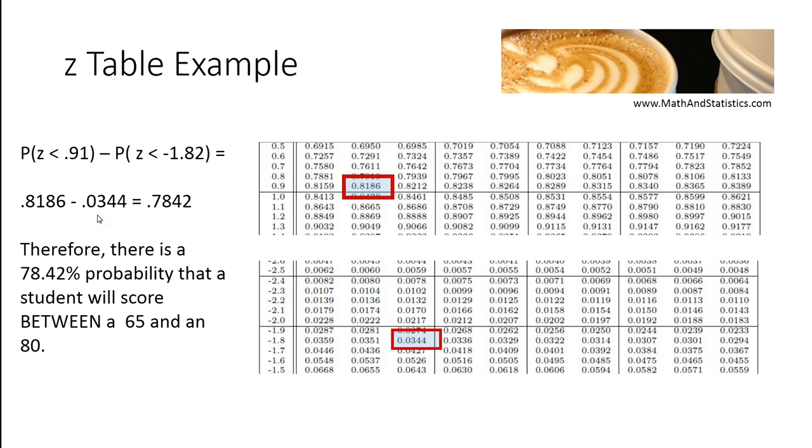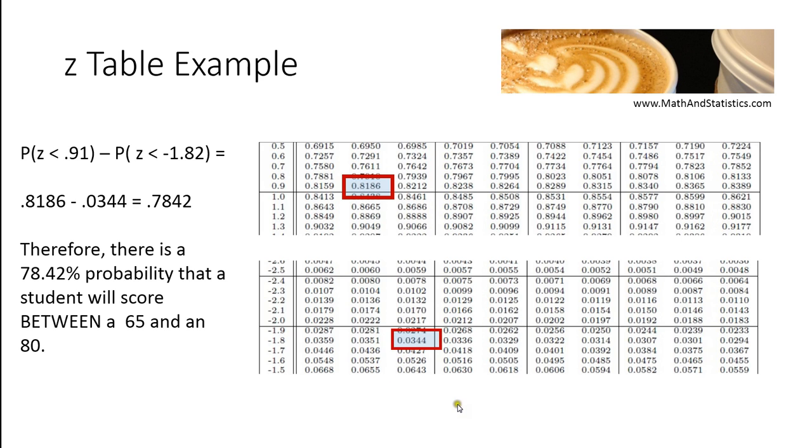Now I'm going to subtract. And when I subtract, it gives me the area under the curve in between those two blue lines, or the probability that a student will score between 65 and 80, which is about 78.42%.